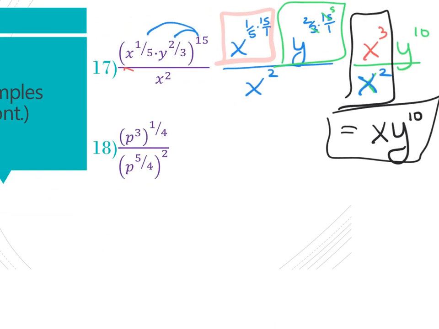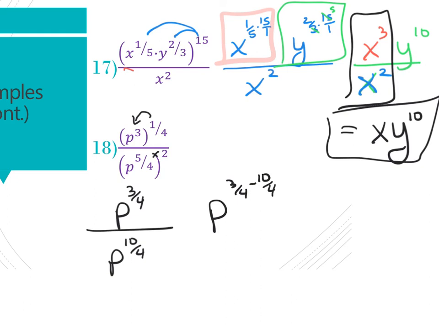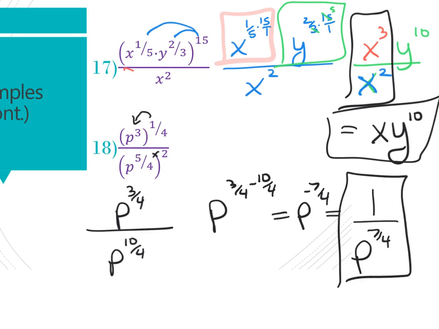Last example, we're gonna multiply 3 times 1/4, and we get p to the 3/4. For the denominator, again, multiply p to the 10/4. And now I'm dividing, so I'm doing 3/4 minus 10/4. I get p to the negative 7/4. Negative exponent makes it go to the bottom of a fraction. And you're done. So that is it on the P2b notes.